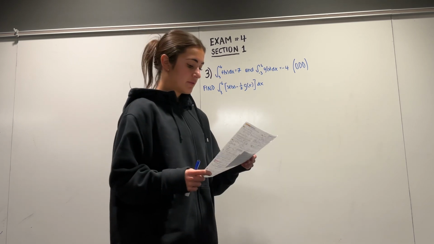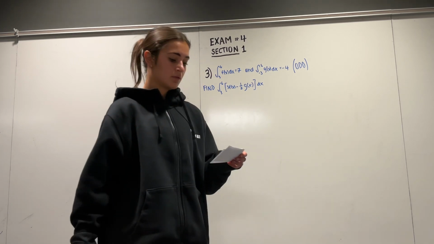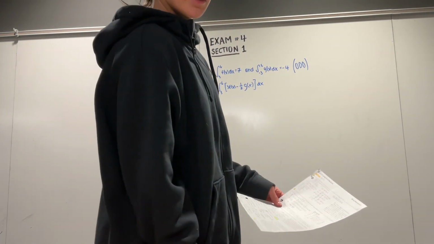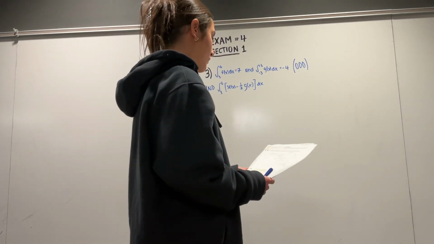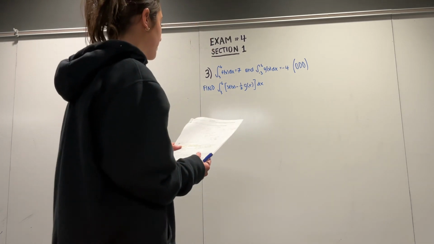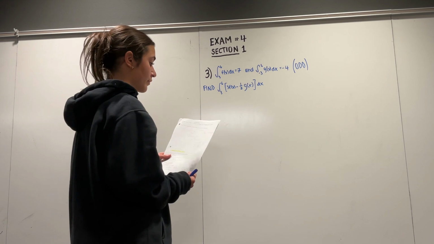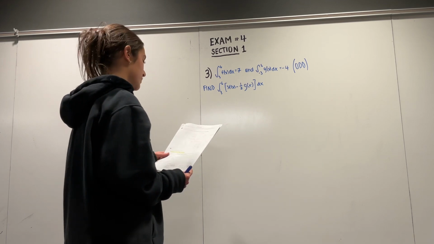This is exam 4, page 3, section 1, and this is problem number 3. It states, suppose that the integral from 3 to 6 of f of x dx equals 7. We know that g of x is an odd function, and the integral from negative 3 to 6 of g of x dx equals negative 4.